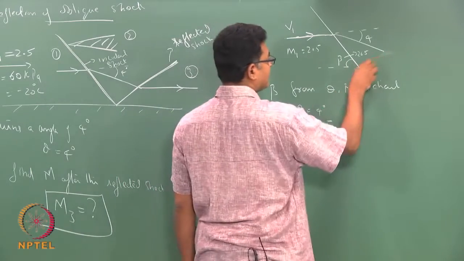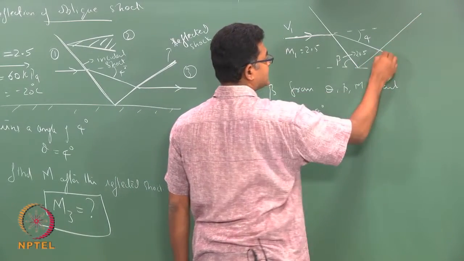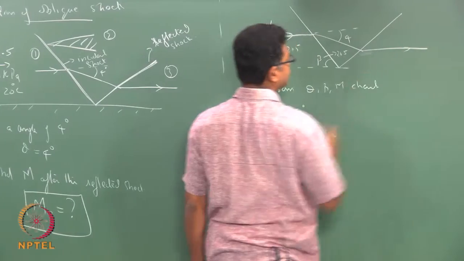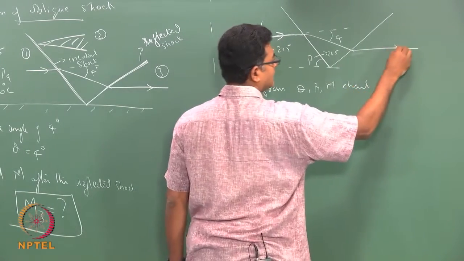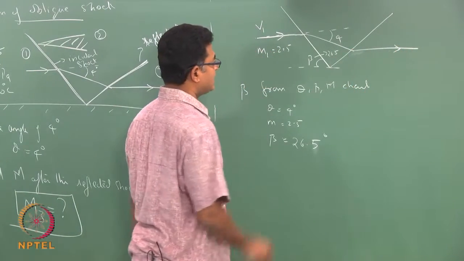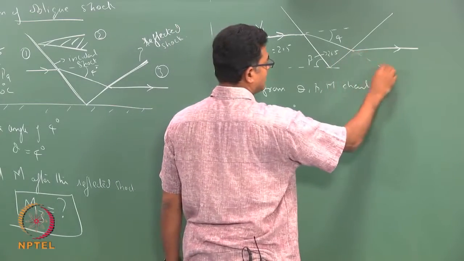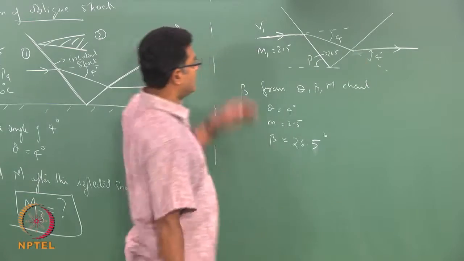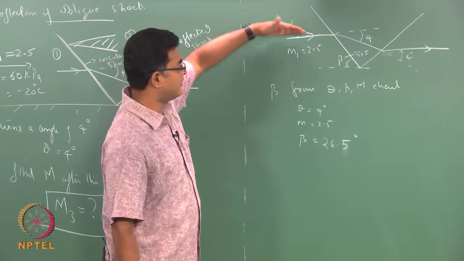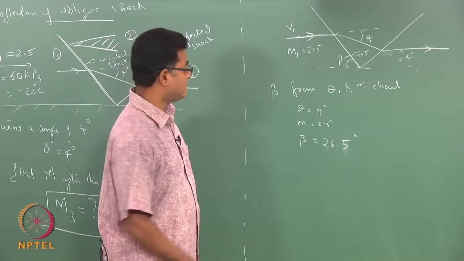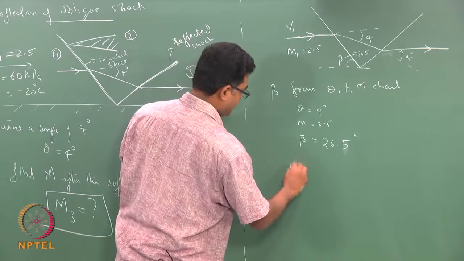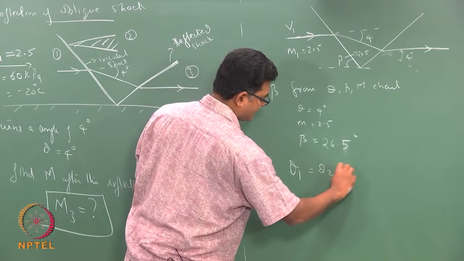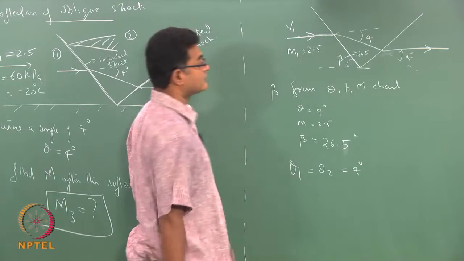So this is reflected by another shock which turns the flow direction parallel to the surface. So this turn angle is also 4 degrees if it wants to have a line parallel to V1. Okay, so your theta 1 is the same as your theta 2, which is 4 degrees.